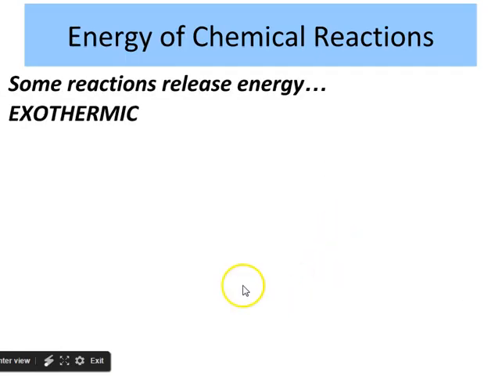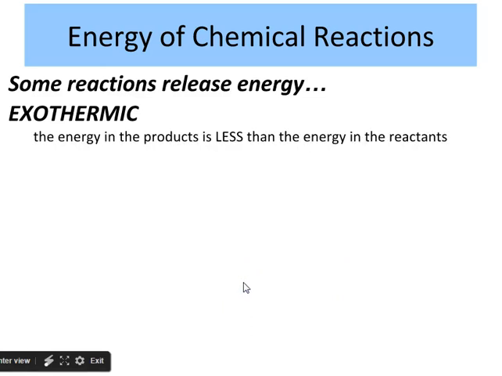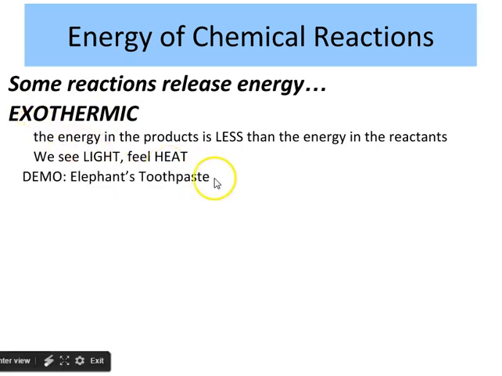Okay. Now there's two different types of reactions, whether they release energy or whether they absorb energy. The picture that I just showed you, the energy in the products is less than the energy in the reactants. So therm meaning heat and exo meaning exit or leave. Heat is leaving, right? We're releasing energy. We're releasing heat or we're releasing light. And this would actually feel hot. An exothermic reaction feels hot because it's releasing energy.